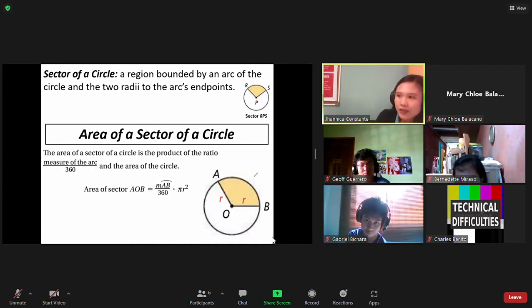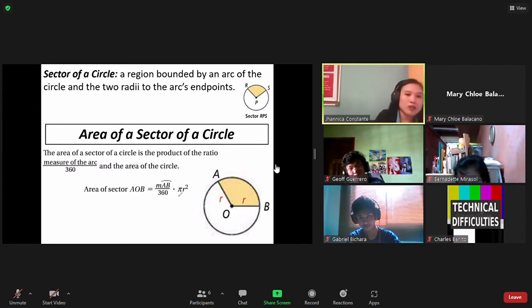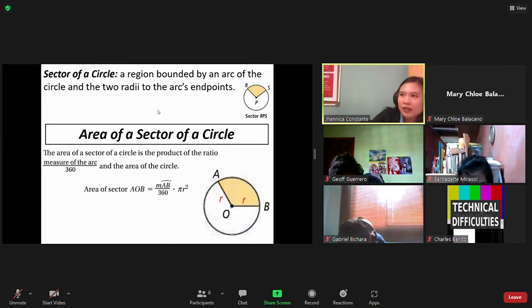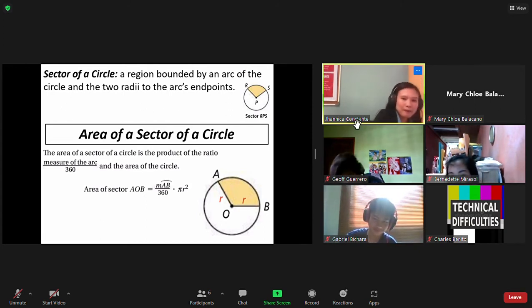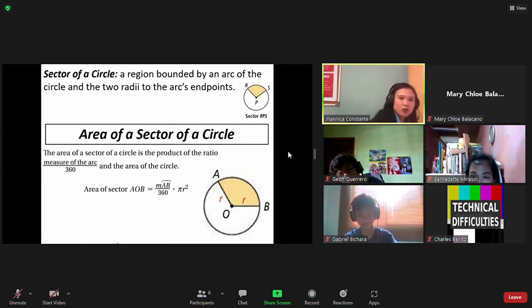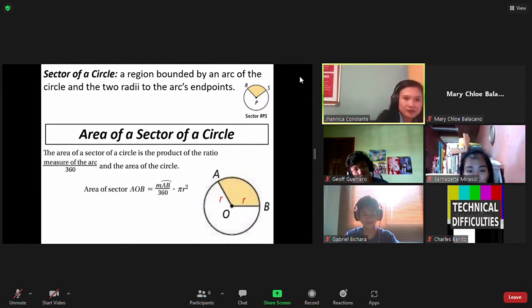Given that the measurement of the arc is present and the measurement of the radius is also given. We're going to proceed with the other formula later, but let's have an example first of this formula that we have. Can we go to the next slide? And solving for the area of our sector.